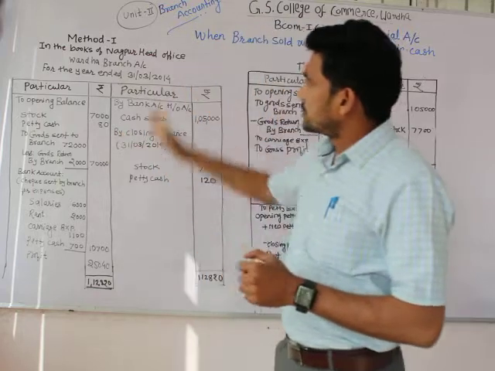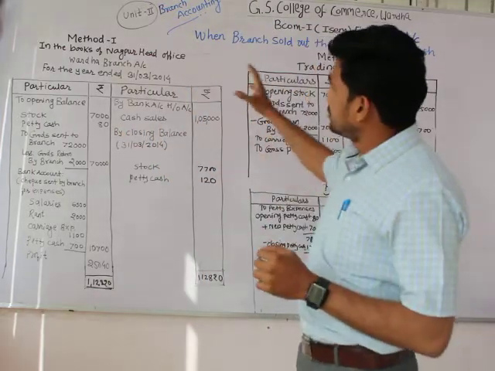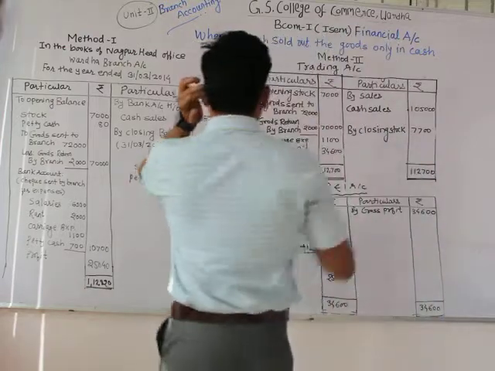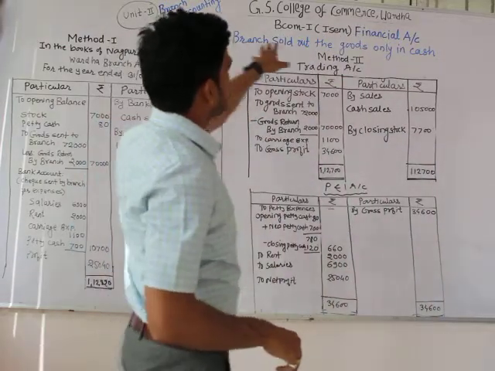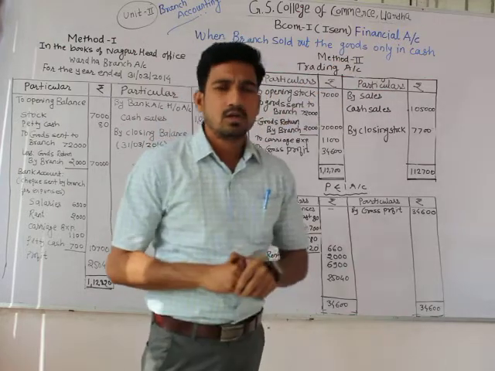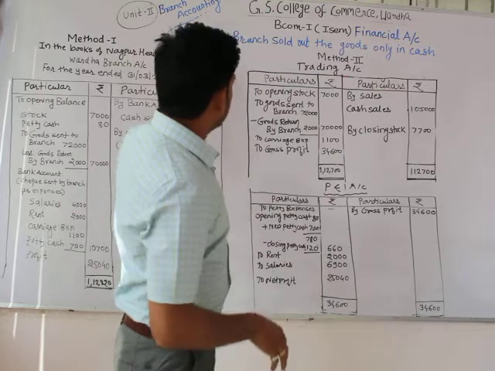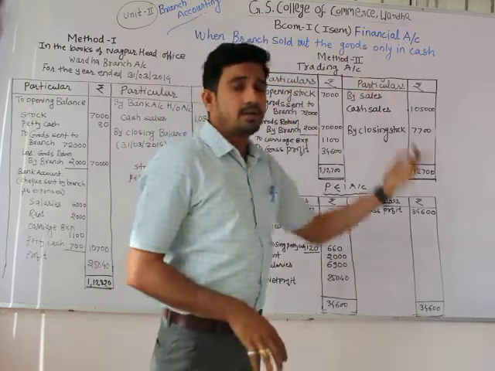Today I'm going to start the method, the first type of problems, which I wrote here with a blue ink pen. This is when the branch sold out the goods only in cash. This is the first type of problem that we are going to start. The first type is when the branch sold out the goods only in cash.